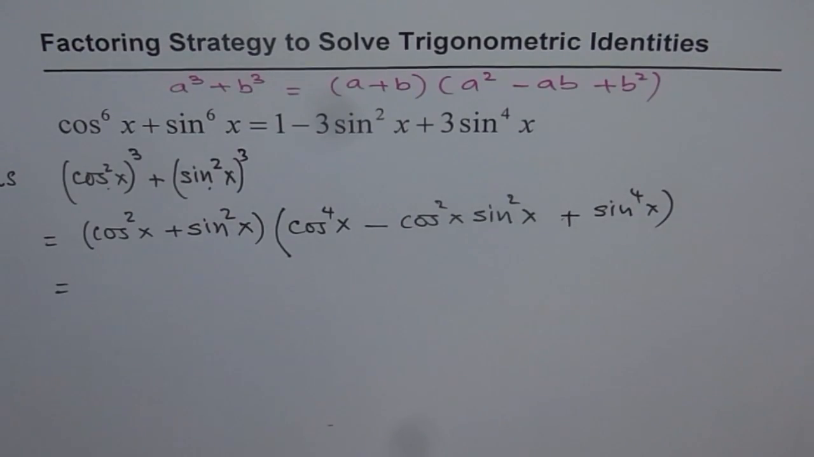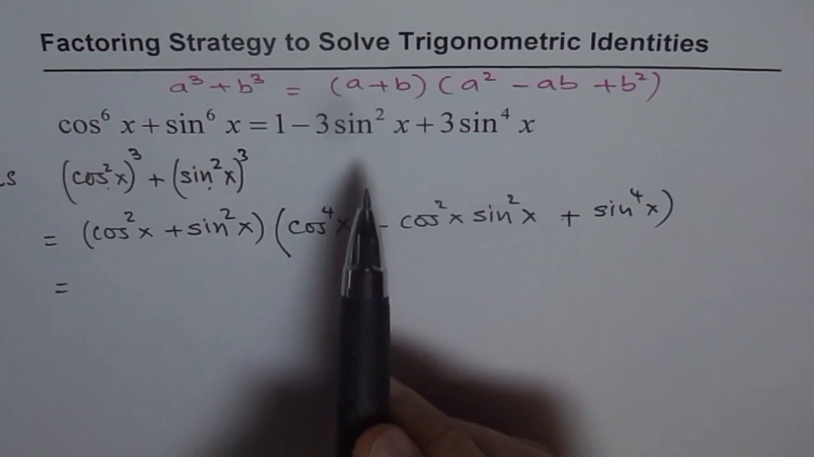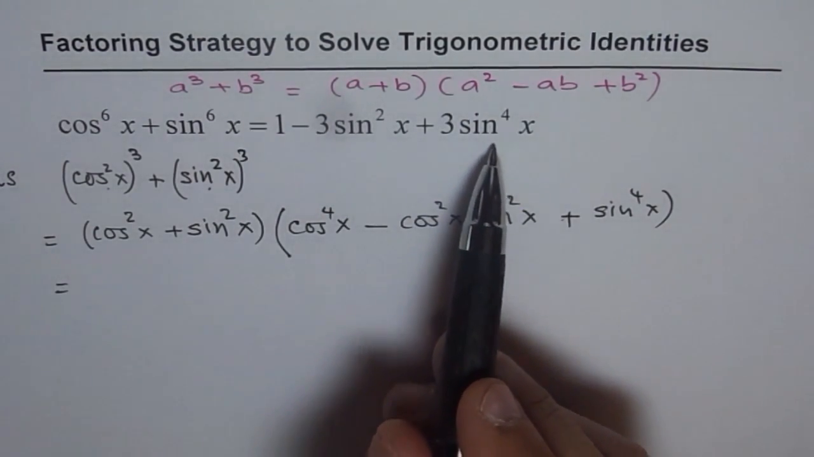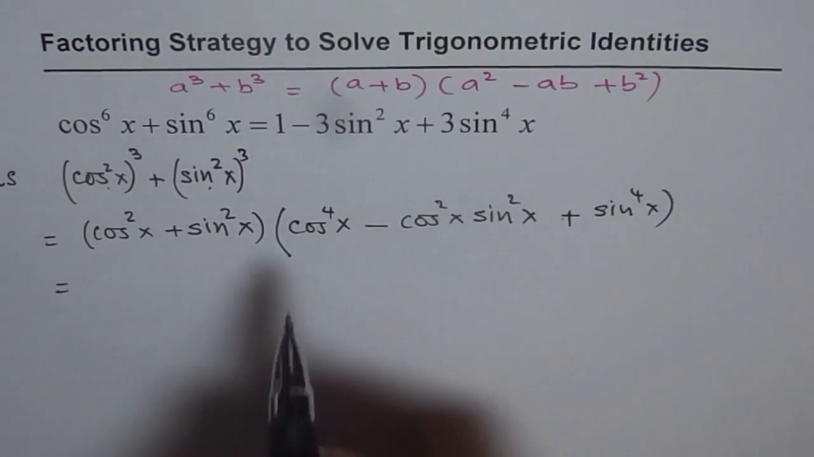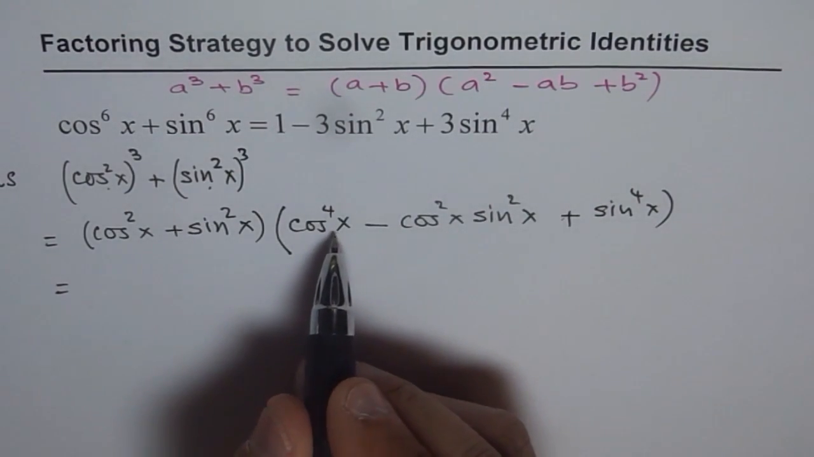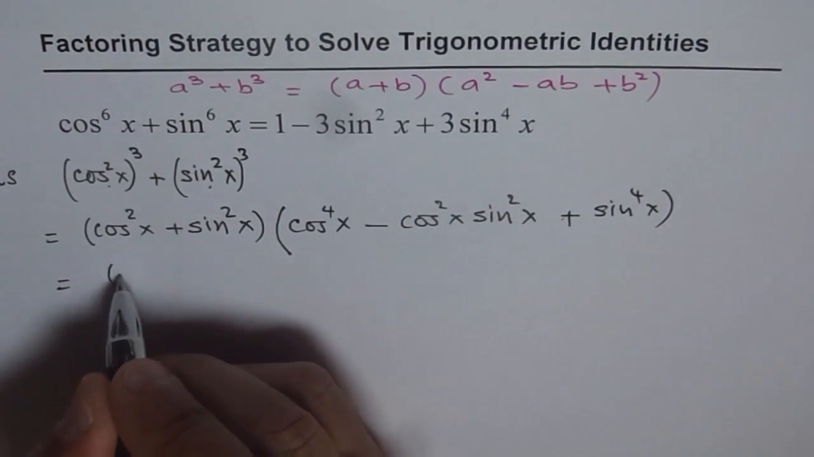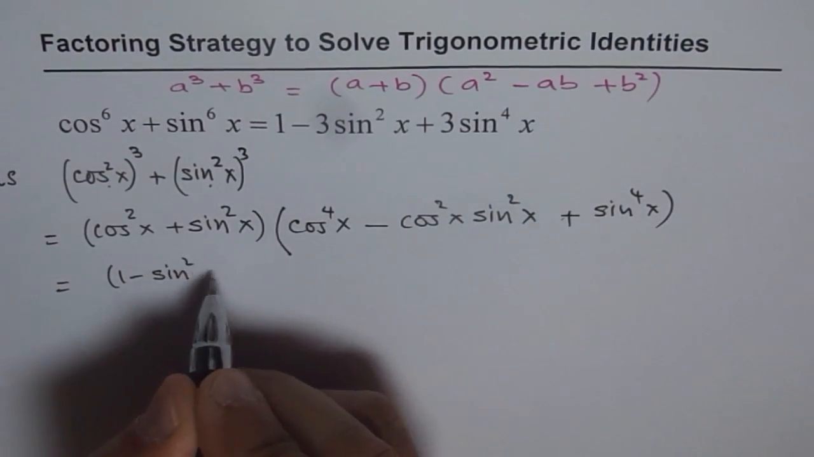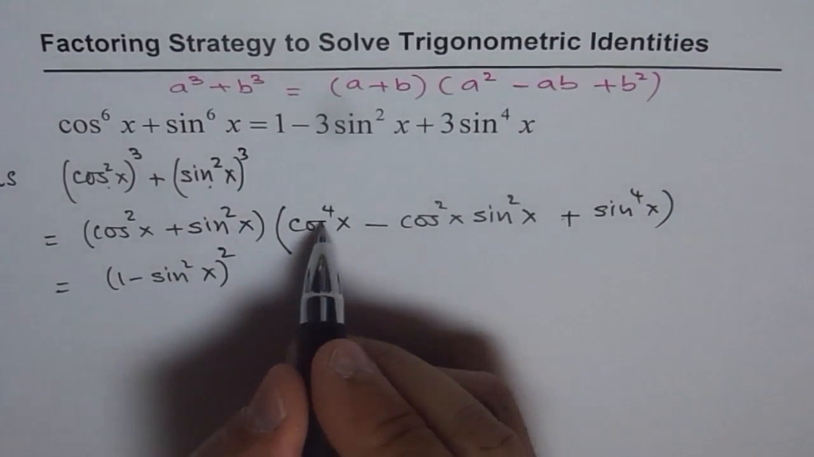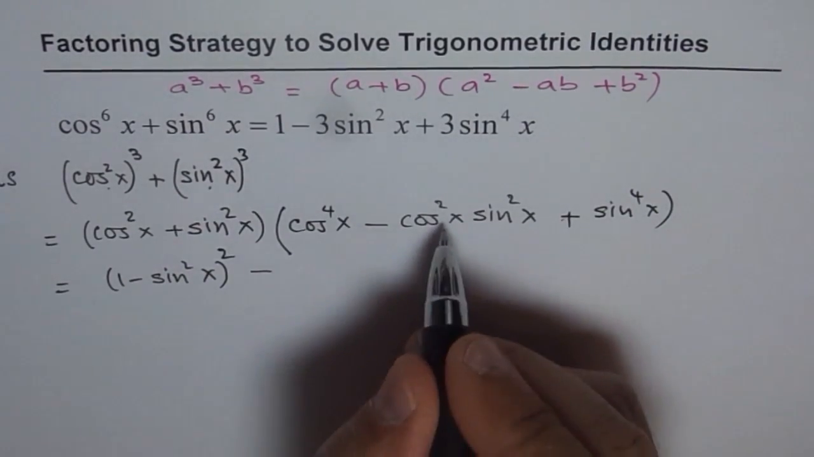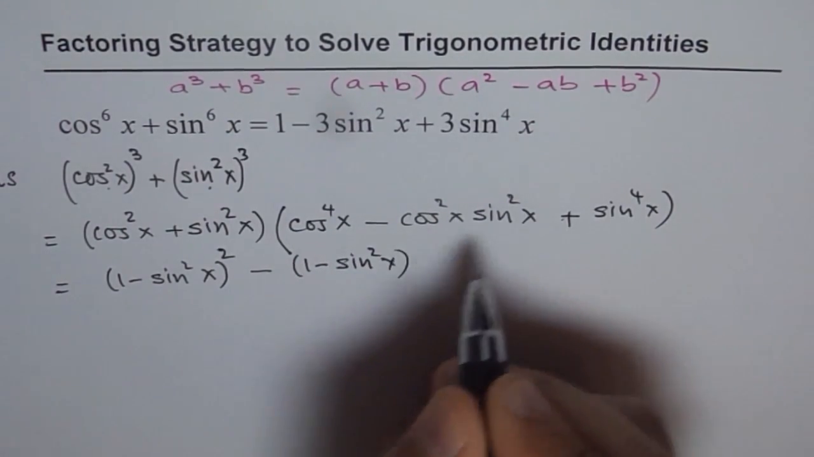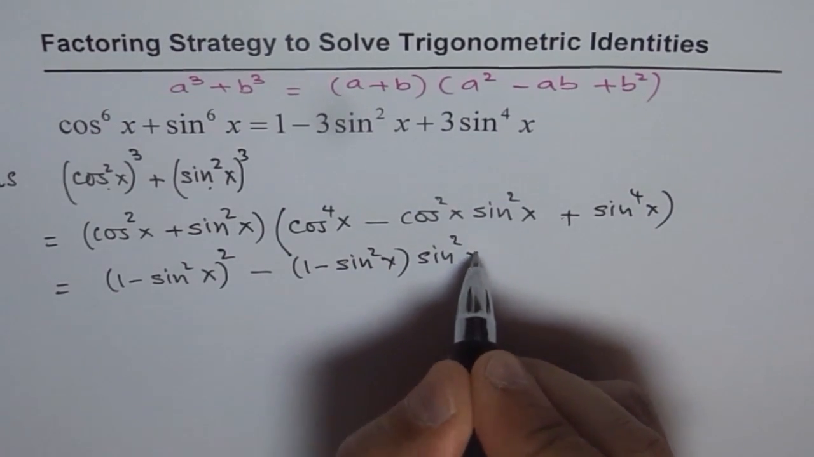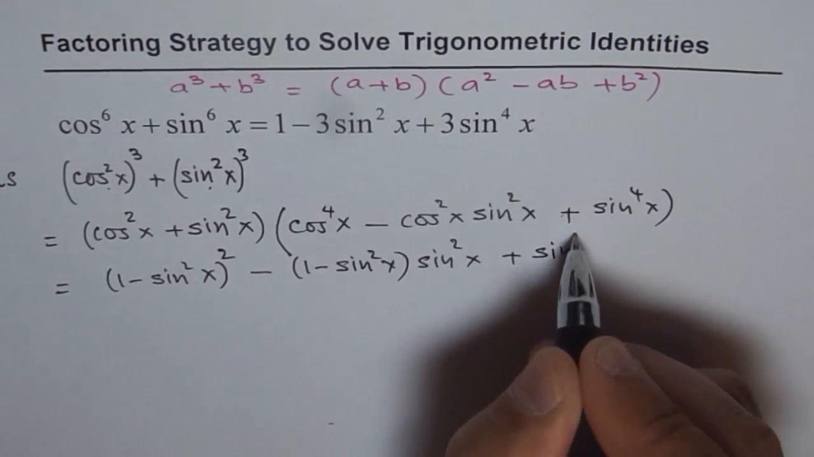Now have a good look at what we want to prove the left side to be equal to. On the right side we have only sine terms, so it's a good idea to write the cos terms in terms of sines. So cos to the power of 4x can be treated as cos square x whole square, so we can write this as 1 minus sine square x, whole square. Now the next term is cos square x, we can write this as 1 minus sine square x times sine square x, plus sine to the power of 4x.